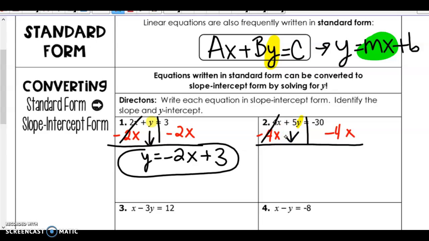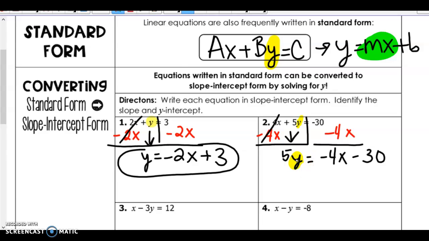Then you need to bring down your 5y equals, again, remember we write our x first, so it'd be 4x, and then I'm going to bring down the negative 30. Okay, again, I still need to get y by itself.